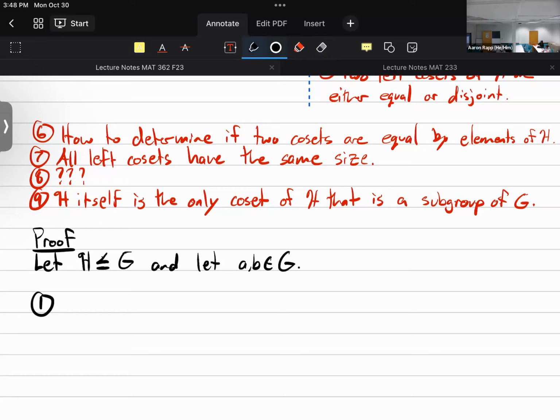We're going to prove the first one: that the left coset of H containing A does actually contain A. Well, since H is a subgroup of G, I know H contains what particular and important element? The identity element. And since it's a subgroup, it has to contain that same identity element.